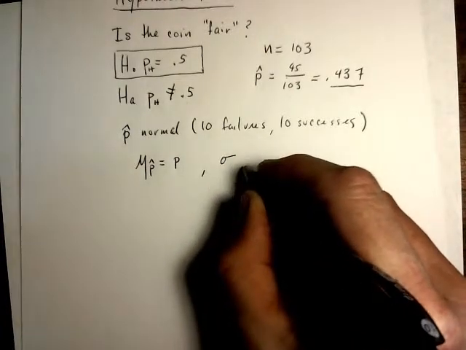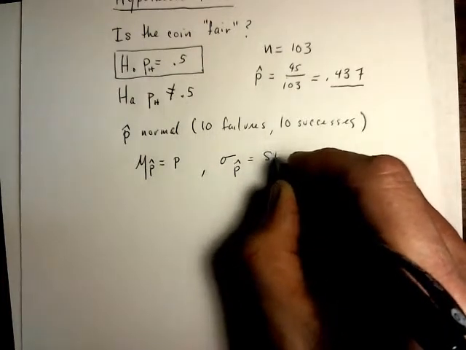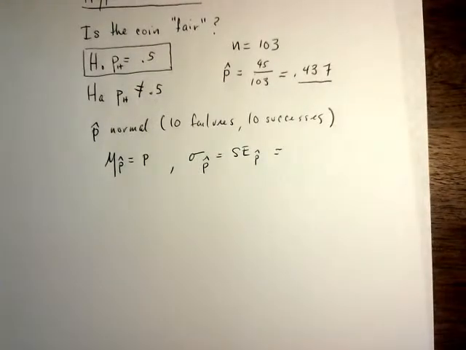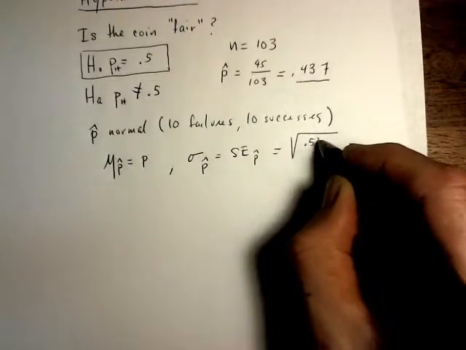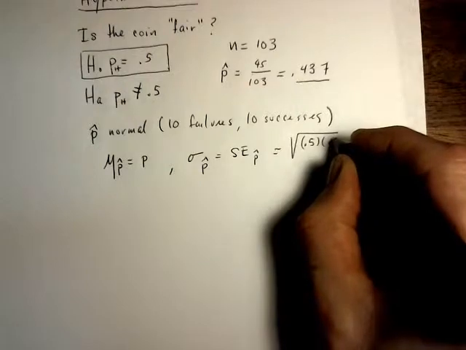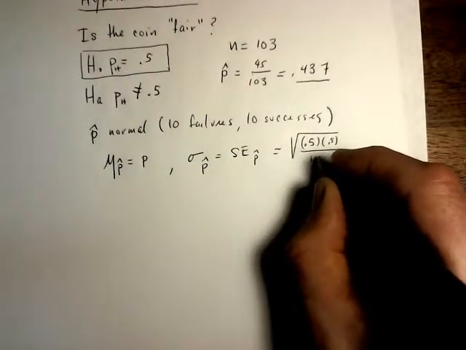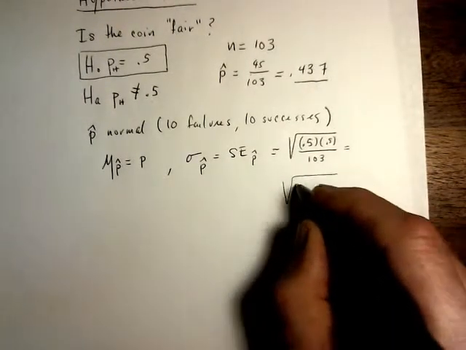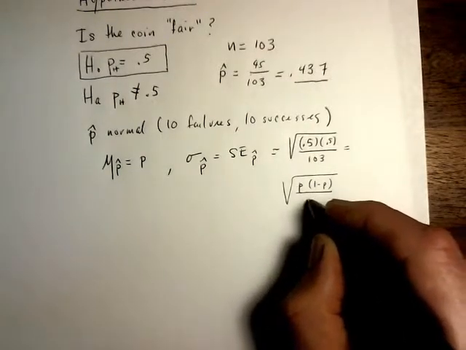And p hat also has a standard deviation. The standard deviation of p hat, or the book calls it the standard error of p hat, works out to be equal to this formula right here. 0.5 times 1 minus 0.5, which also in this case happens to be 0.5, divided by n, which in this case is 103. The formula looks like this. I'll remind you. p times 1 minus p divided by n.